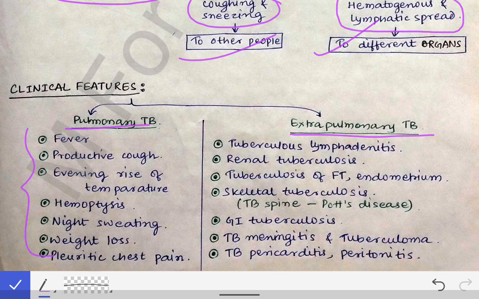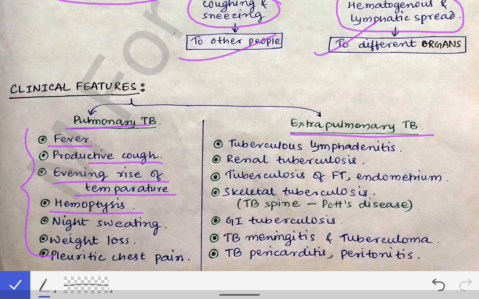So pulmonary TB is characterized by some important clinical features. There will be fever, generally evening sweats, I mean evening rise of temperature. That is the characteristic of the fever. Then there will be productive cough, with sputum getting produced in the cough, and then the evening rise of temperature, as I have already mentioned, and plus there will be hemoptysis.